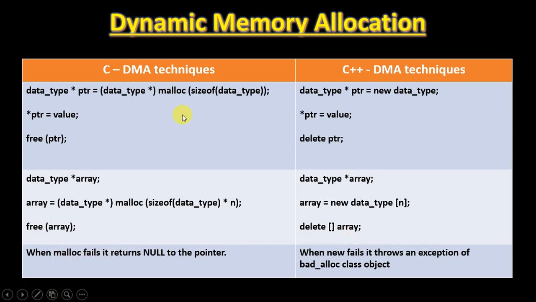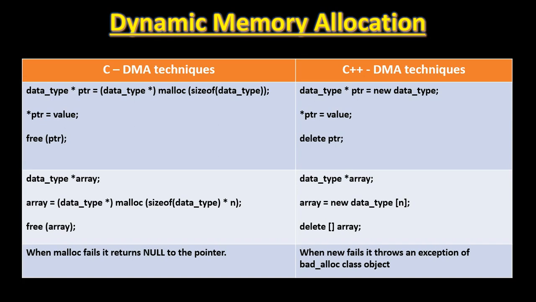And when will malloc or new fail? They will fail when there is no sufficient memory available in the heap segment to allocate to you. During that time, malloc or new will fail. But when malloc fails, it will return a null value to the pointer, and when new fails, it throws an exception of bad_alloc class object. Exceptions are runtime errors. We'll discuss these exceptions during the exception session.